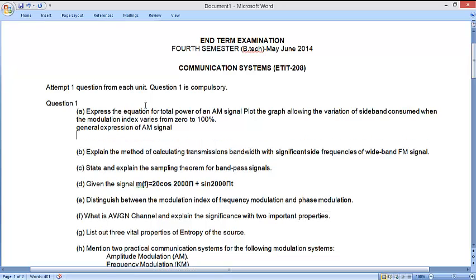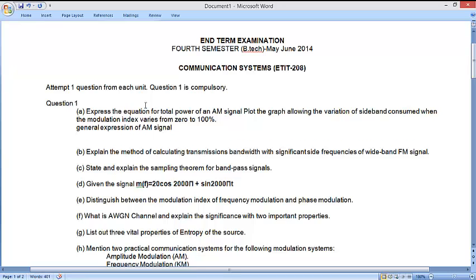So you have to calculate carrier power and sideband power, and the total power of the AM wave is calculated by the sum of the carrier power, that is PC, and sideband power, PS. Okay, so you have to calculate the expressions for both the carrier power and sideband power, and then you have to sum up to get the total power P.